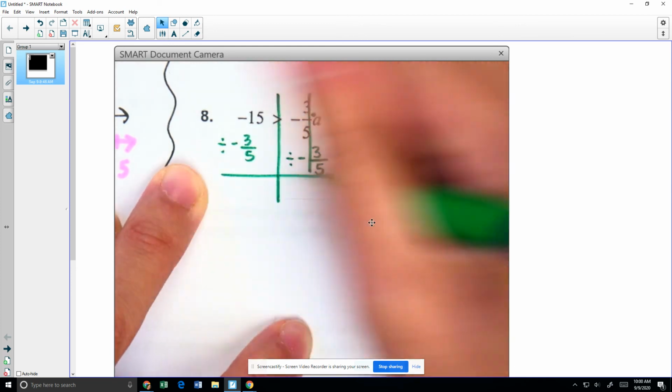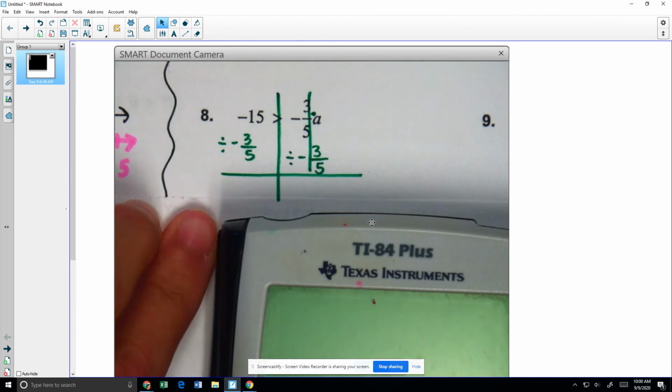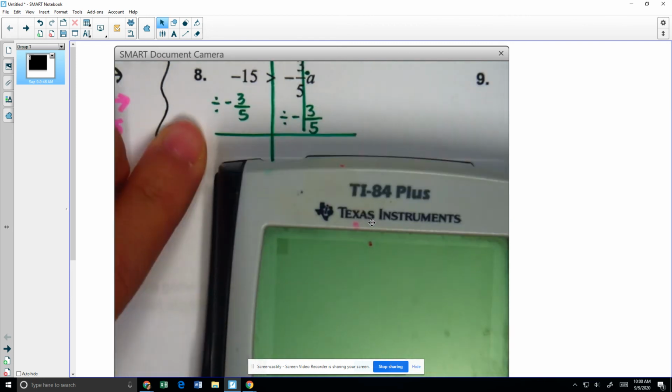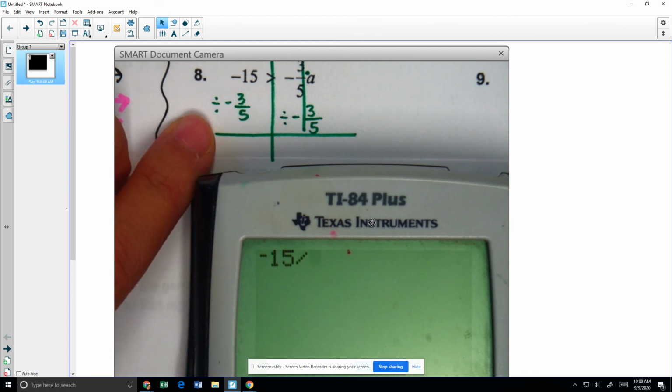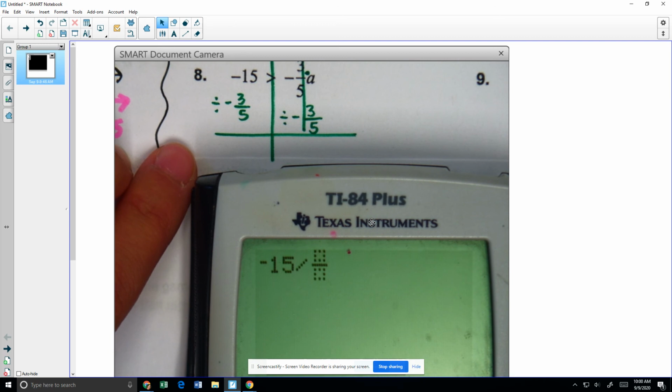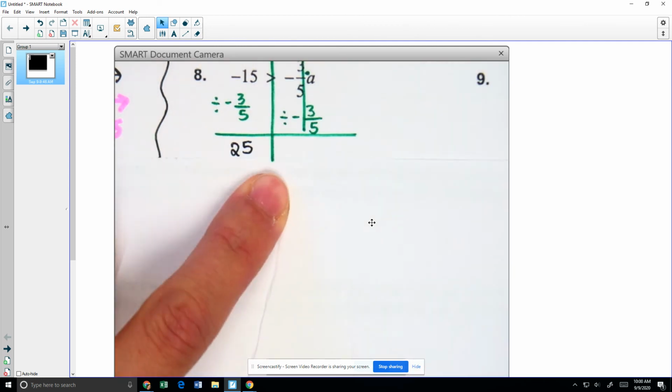Because the thing is, you can use your calculator now. So you don't need to worry about doing everything in your head. So you have -15 divided by -3/5. So that's a fraction. So -3 on top, 5 on the bottom. I get 25. So I get positive 25. What do you think, guys? Should I flip it or not flip it?